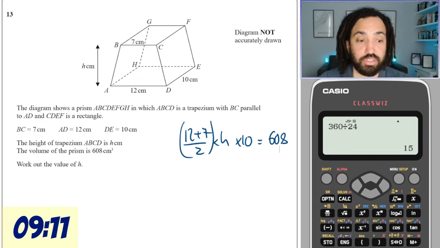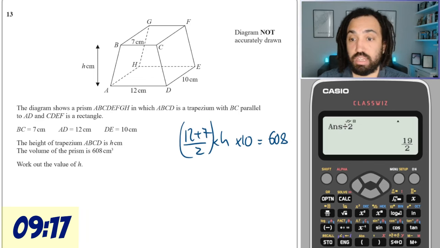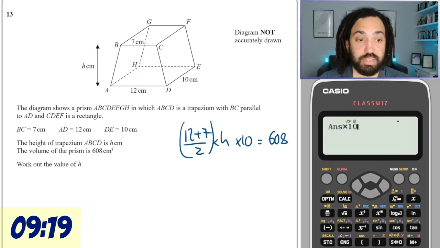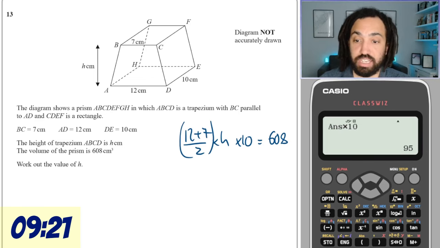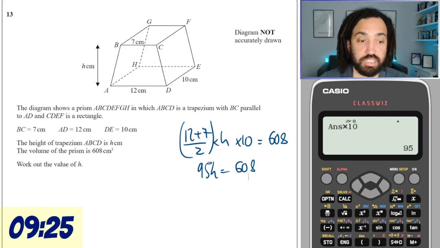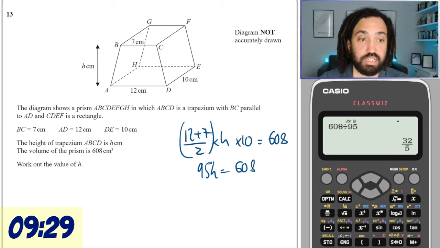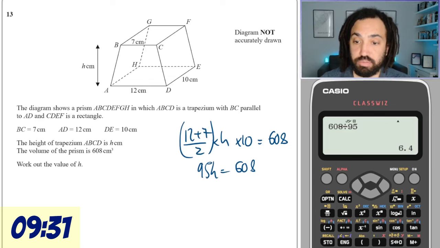So let's do 12 plus 7 is 19. Divide that by 2 and times that by 10. That will give me how many h's I have. So I've got 95h. So 95h equals 608. Let's divide 608 by 95, and we get 6.4.